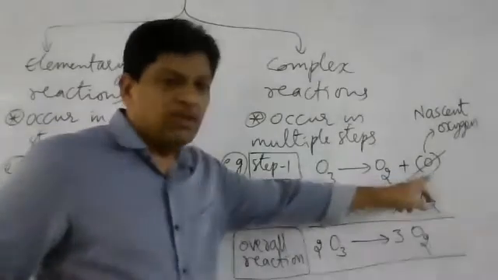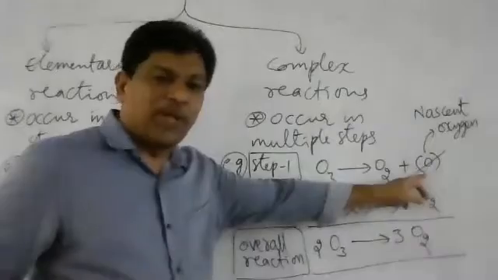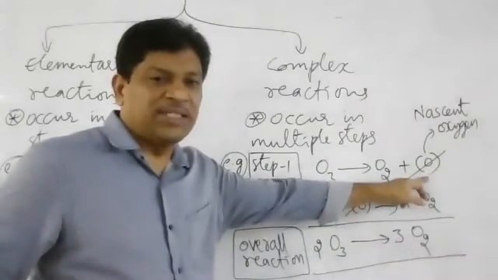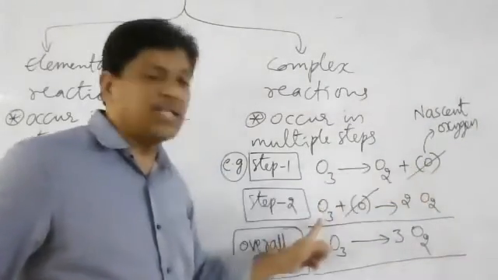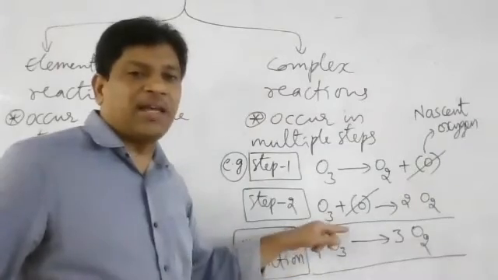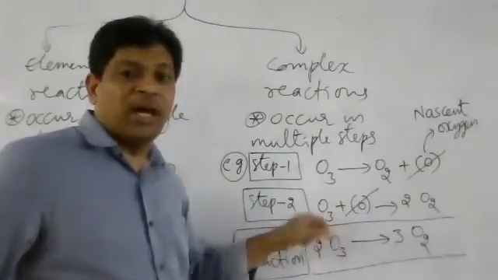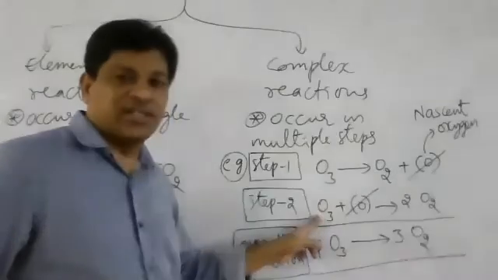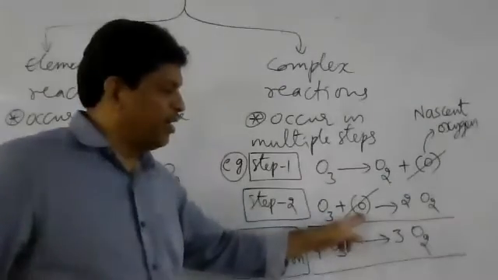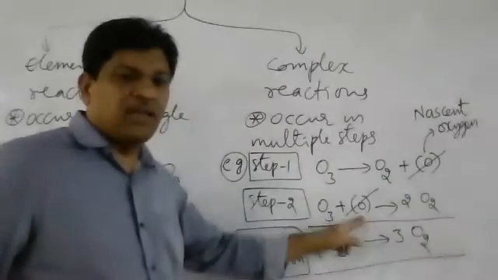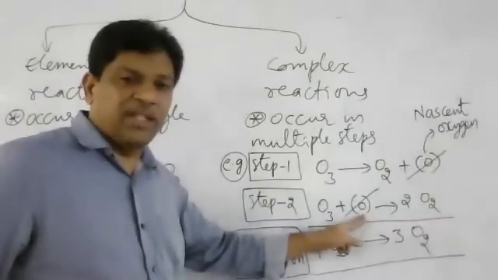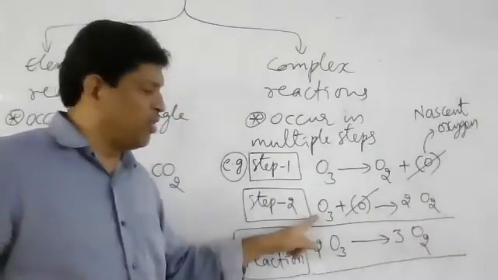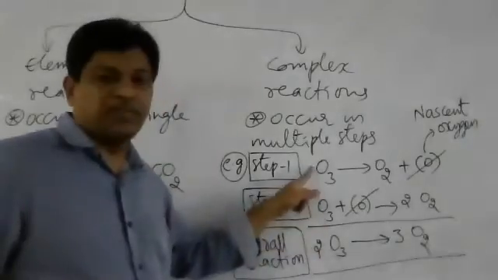Now here, in which step is the highly reactive species attacking others? Here, the highly reactive species, nascent oxygen, is obtained. This nascent oxygen is attacking in the second step. Attacking means it will be highly reactive, so the reaction takes place very fast. Wherever the highly energetic intermediate is attacking, that step generally will be fast. So the first is a slow step and the second is a fast step.